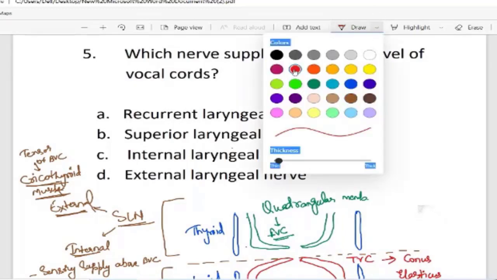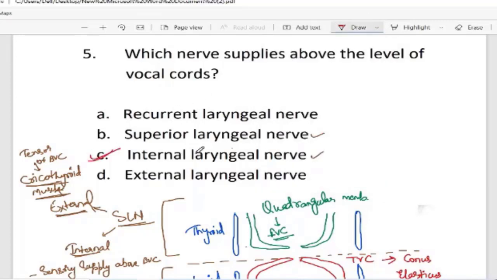Which is the more correct answer? The more correct answer will be the internal laryngeal nerve, because the superior laryngeal nerve has two branches, internal and external. External supplies the cricothyroid, internal supplies above the level of the vocal cords. So if both options are given, the more correct answer will be the internal laryngeal nerve. If it is not in the options, then definitely go for the superior laryngeal nerve, but more precisely, above the level of the vocal cord, the sensory supply is by the internal laryngeal nerve.